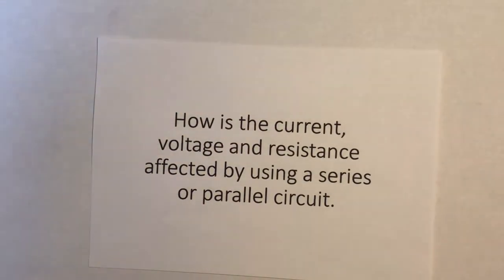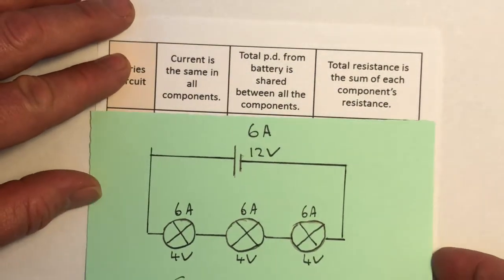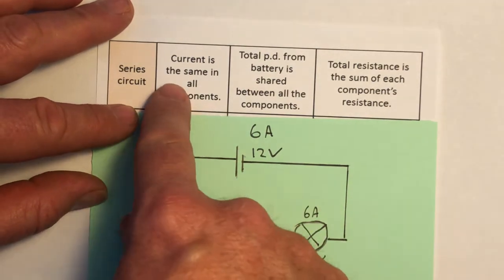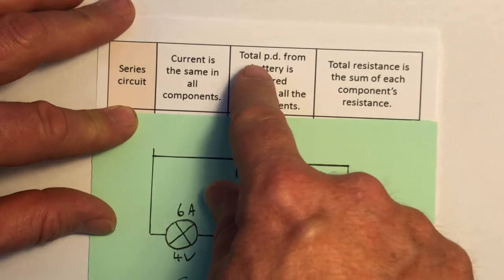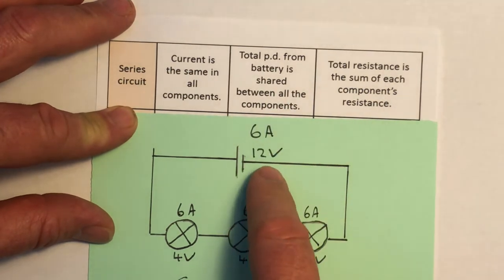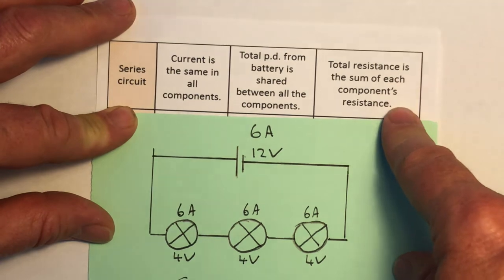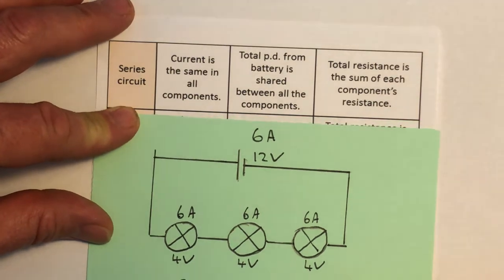How are the current, voltage and resistance affected by the circuit? In a series circuit, the current is the same in all components. The total potential difference of the battery is shared between all the components, and the total resistance is the sum of each of the components' resistance.